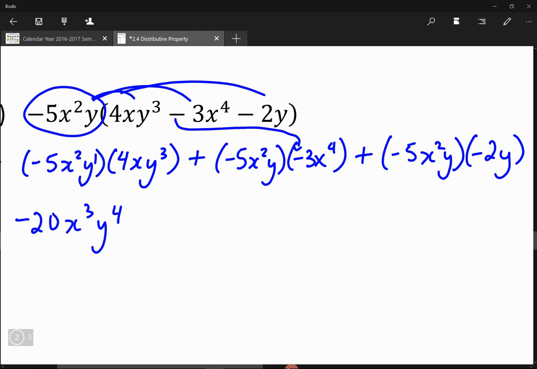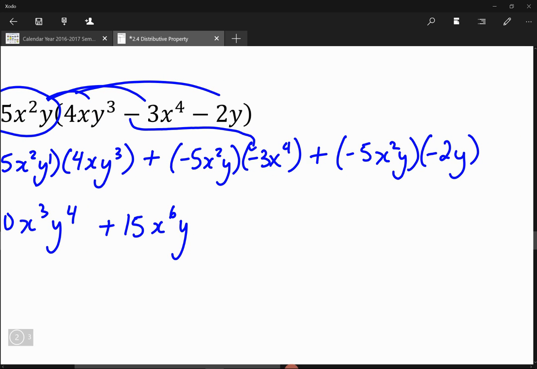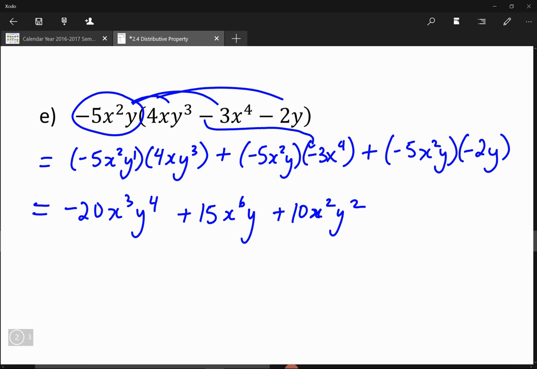Then we have negative 5 times negative 3, which is positive 15. X squared times x to the 4 is x to the power of 6. Then I have y by itself. And then the last term here, negative 5 times negative 2 is positive 10. And then x squared, this is only by itself, so x squared. And then y times y is y squared. There you go.